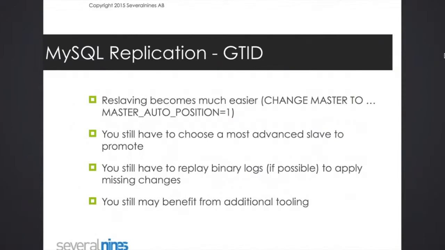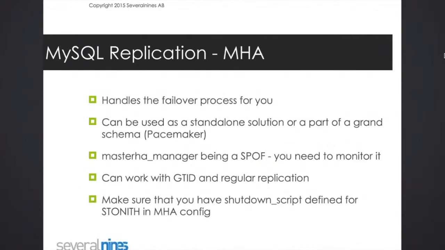MHA can work with both global transaction ID and regular replication, so it's pretty flexible here. And what's really important to keep in mind, and this is something we will repeat a couple of times in this webinar, is to make sure that you have a shutdown script defined. The shutdown script is a variable in the MHA config where you pass a path to a script that will perform the STONITH, the shoot-the-other-node-in-the-head process. The script is supposed to be executed during the failover, and it's supposed to ensure that the old master will stay down, because otherwise it can create some problems.